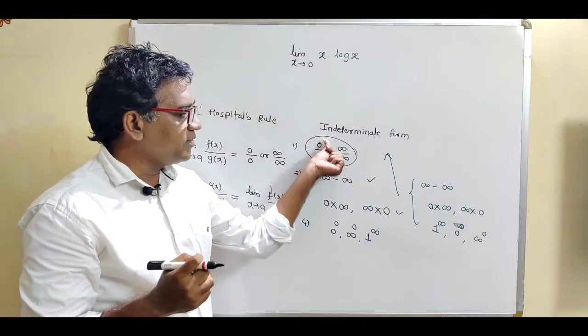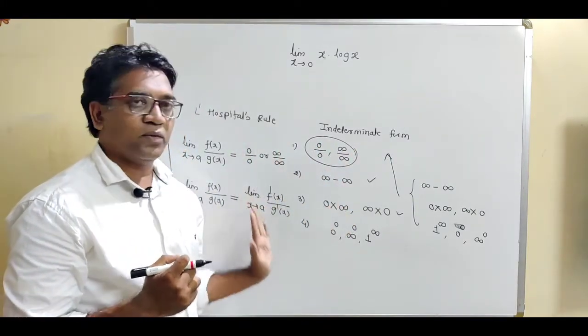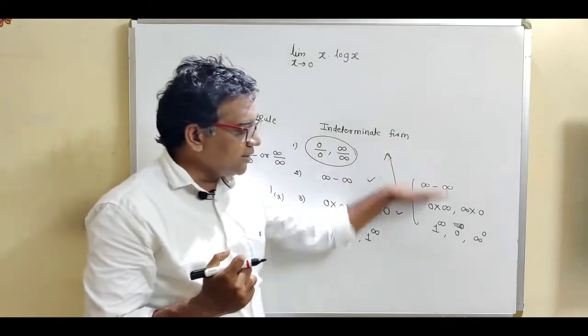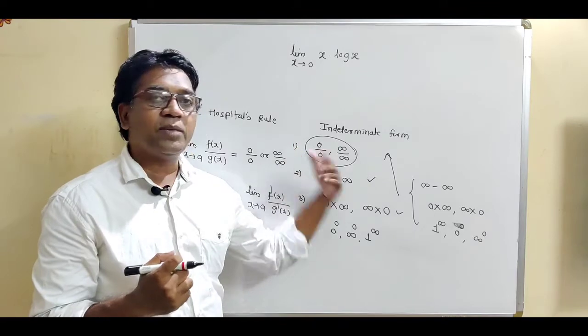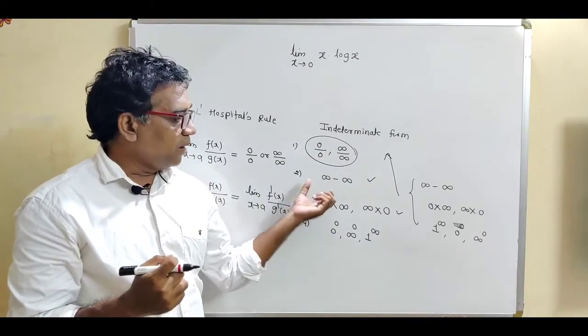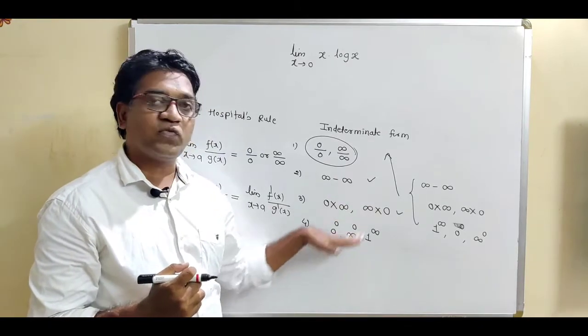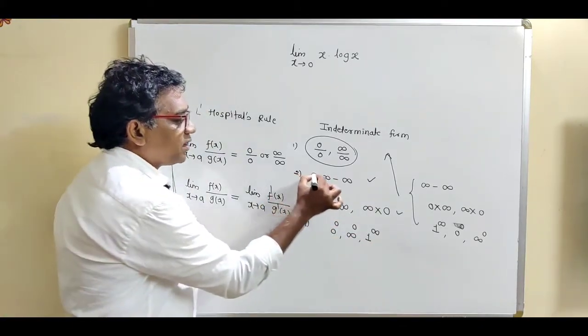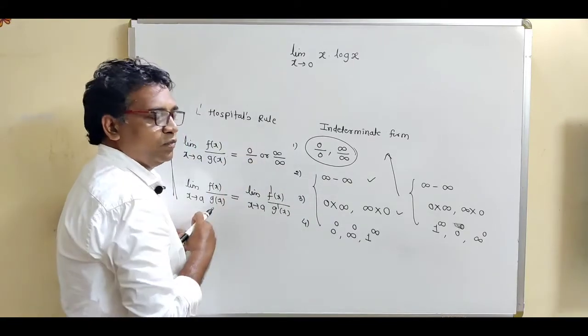If the limit form is 0 by 0 and infinity upon infinity, we can easily apply the L'Hopital rule. But for any other cases, suppose the limit form is infinity minus infinity, or the limit form contains the product or the function raised to function, that means for these three remaining forms, we cannot apply the L'Hopital rule.